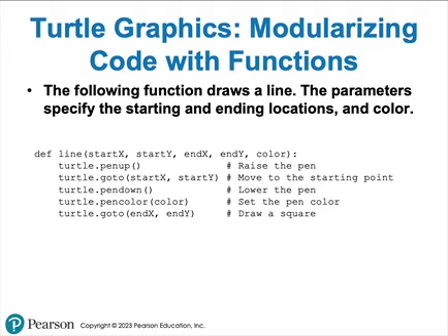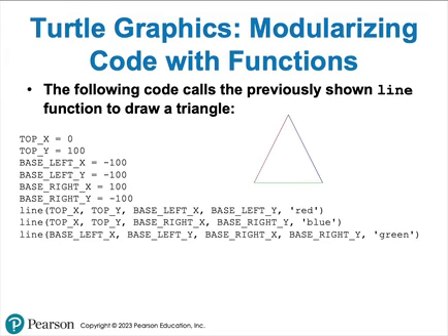Here they're defining the code to draw a line. You have a start X and Y position, an end X and Y position for the other end of the line, and then you specify what color of line you would like drawn. And here they're defining some information about a triangle, and then they're calling the line function to draw the three sides of the triangle, and it just so happens that they specified each side of the triangle to be a different color.